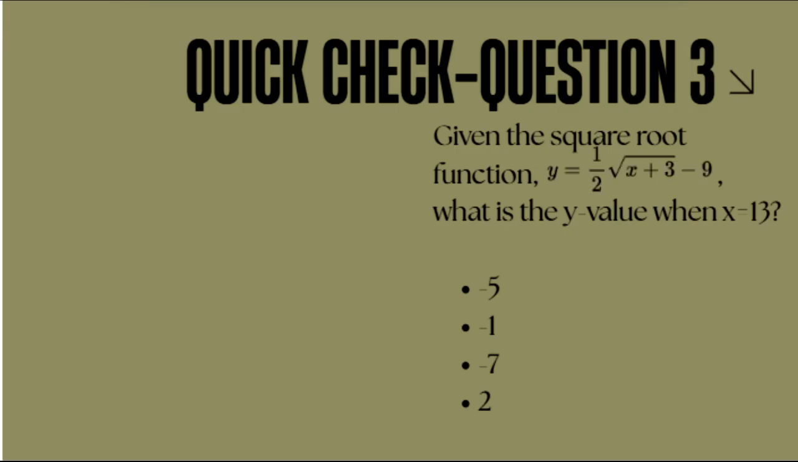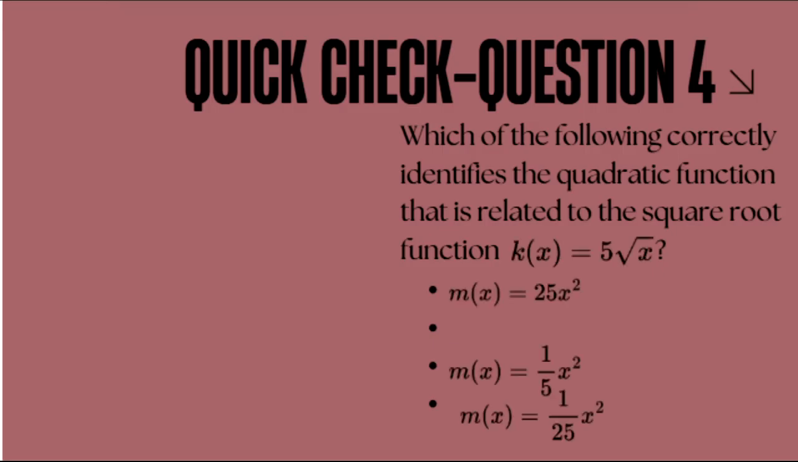Quick check question 3. Given the square root function y equals 1/2 times the square root of x plus 3 minus 9, what is the y value when x equals negative 13? The way I would do this is I would take this x value and plug it in right there and solve for y. Now, that's not guaranteed to be right because I am me, but that's what I would do.